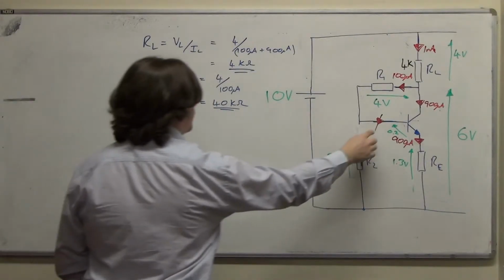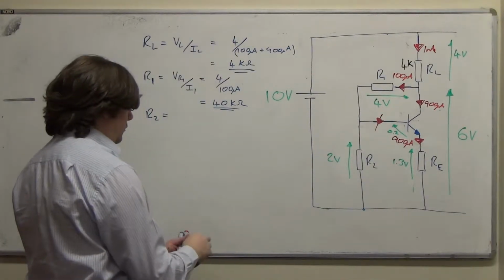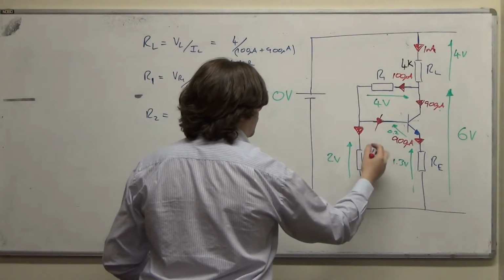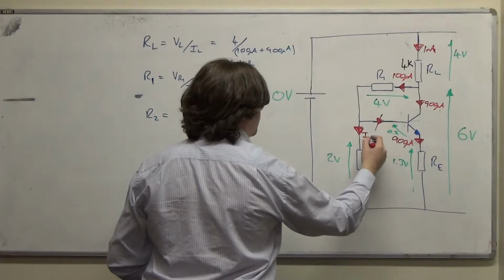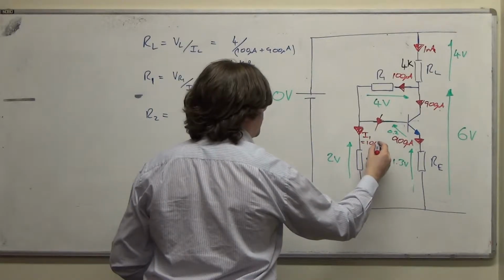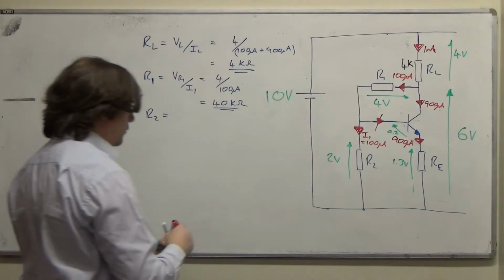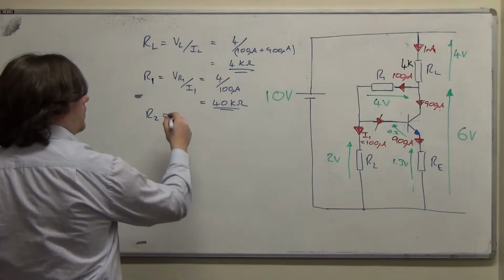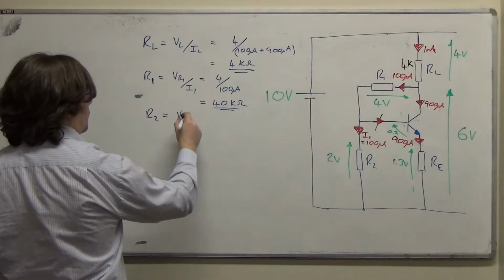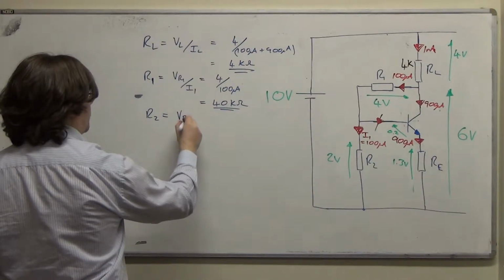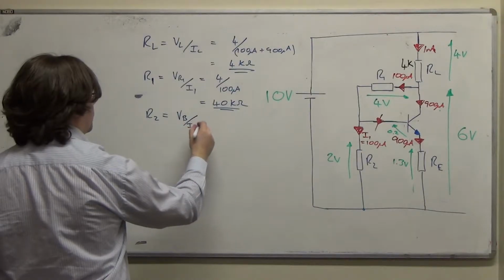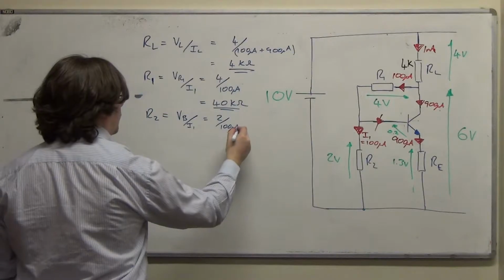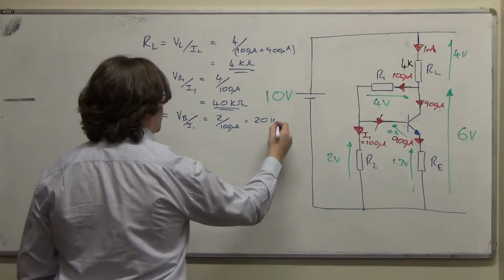Now we know that there's no base current, so we know that the current in R2 will also be I1, which is 100 microamps. So we're hoping for 2 volts there. And we'll do VB essentially over I1, which is 2 upon 100 microamps, so that's going to have to be 20 kiloohms.